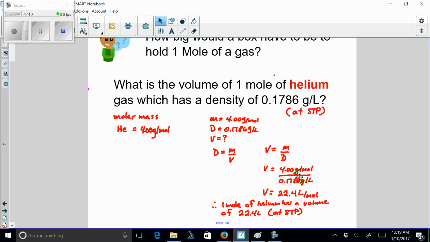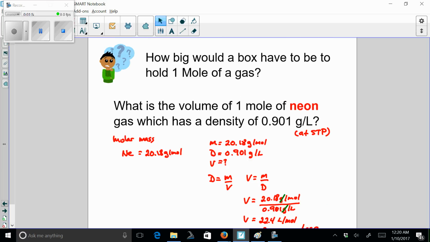So I've got 4 grams per mole, my density is 0.1786 grams per liter, and you end up with 22.4 liters per mole. So 1 mole of helium has a volume of 22.4 liters at STP. Well, that's not that bad. It's about 22 milk cartons, 11 big pop bottles, I suppose.